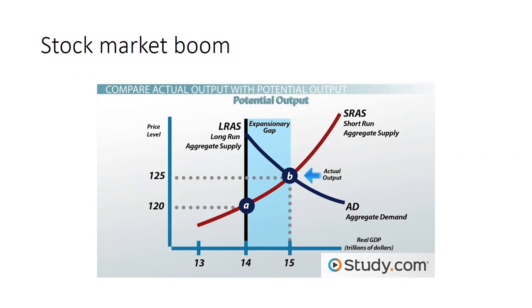Businesses are also going to invest more. Why? The economy is going well. Businesses are going to buy, maybe open up more stores, build more factories, buy more machines to prepare for the upcoming business. So that would shift it to the right.